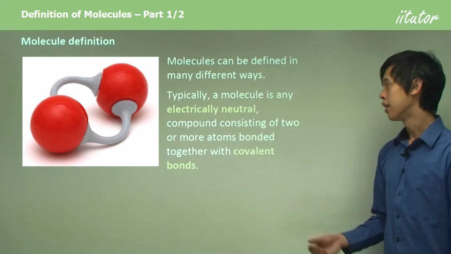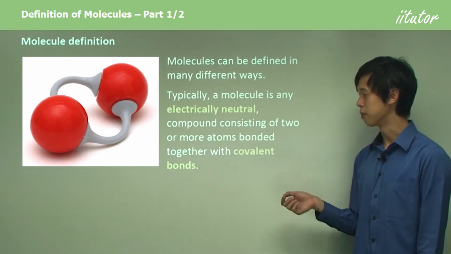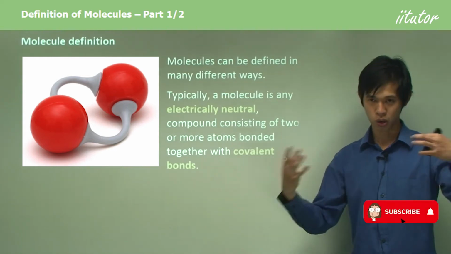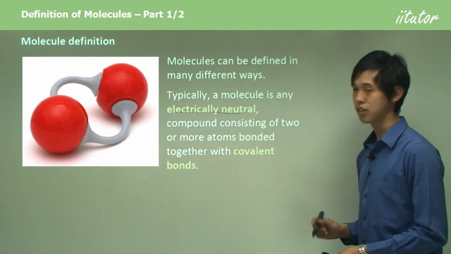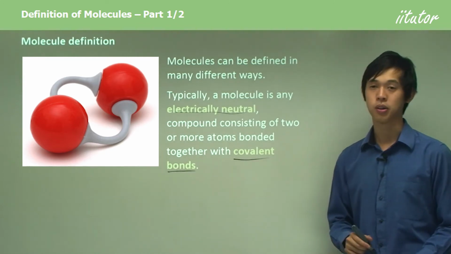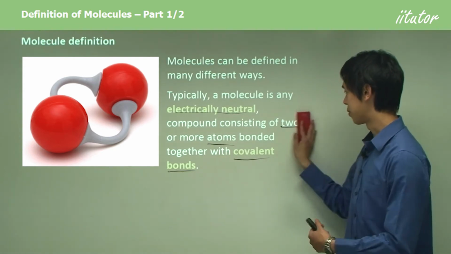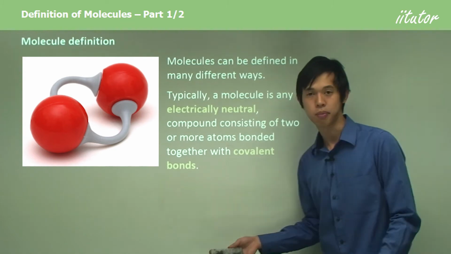But typically, a molecule is any electrically neutral compound consisting of two or more atoms bonded together with covalent bonds. So here's just a lot of words, and the key ones to look at are: it's electrically neutral, so it's not charged, and there are covalent bonds inside them, and that's what we call a molecule. Two or more atoms. Those are the kind of things that we're looking for. That excludes a lot of things that act like molecules.